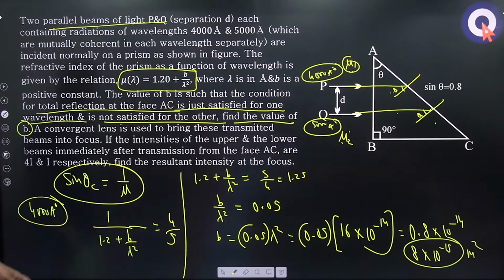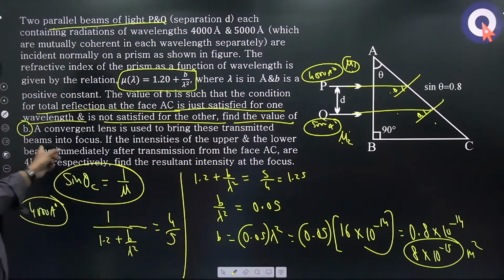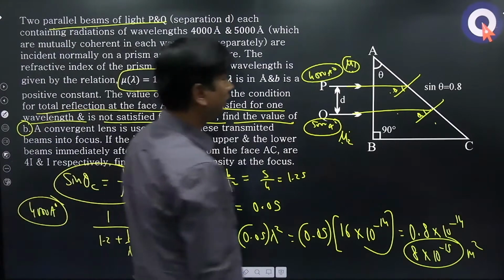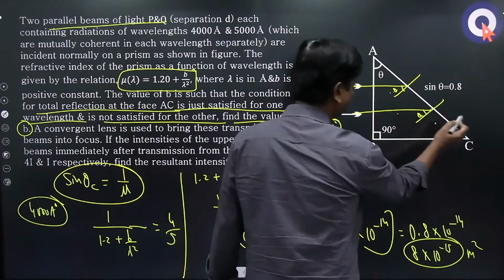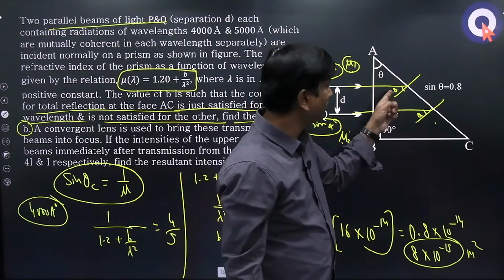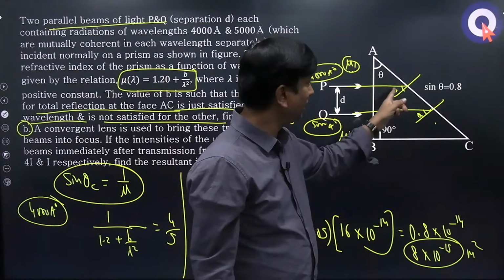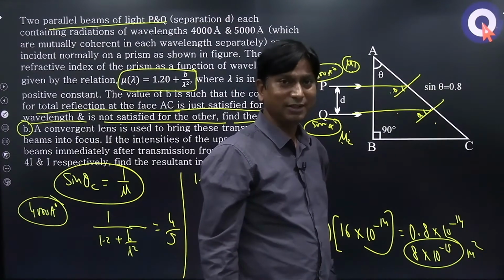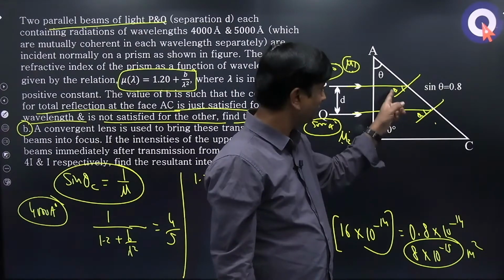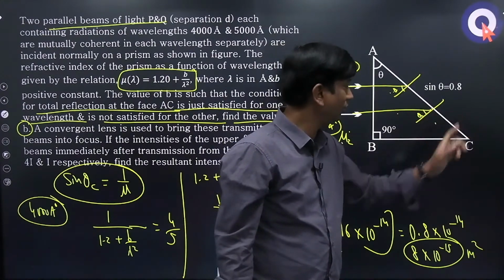Next, second bit: a convergent lens is used to bring these transmitted beams into focus. Again, they are asking about transmitted. See, transmitted means you have to take a condition that this is also just slightly less. Earlier you were taking slightly more than the critical angle. So slightly less, then only it will transmit. Right or not? So assuming that it is going to transmit, and here also it is going to transmit.